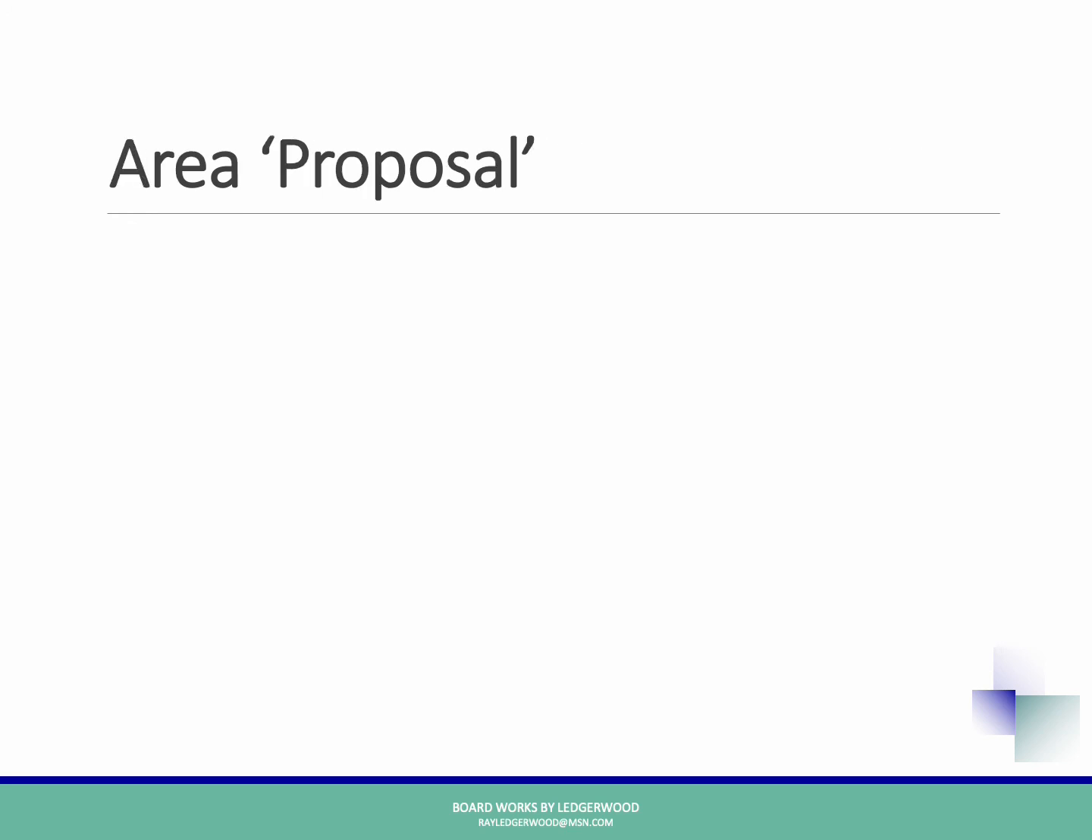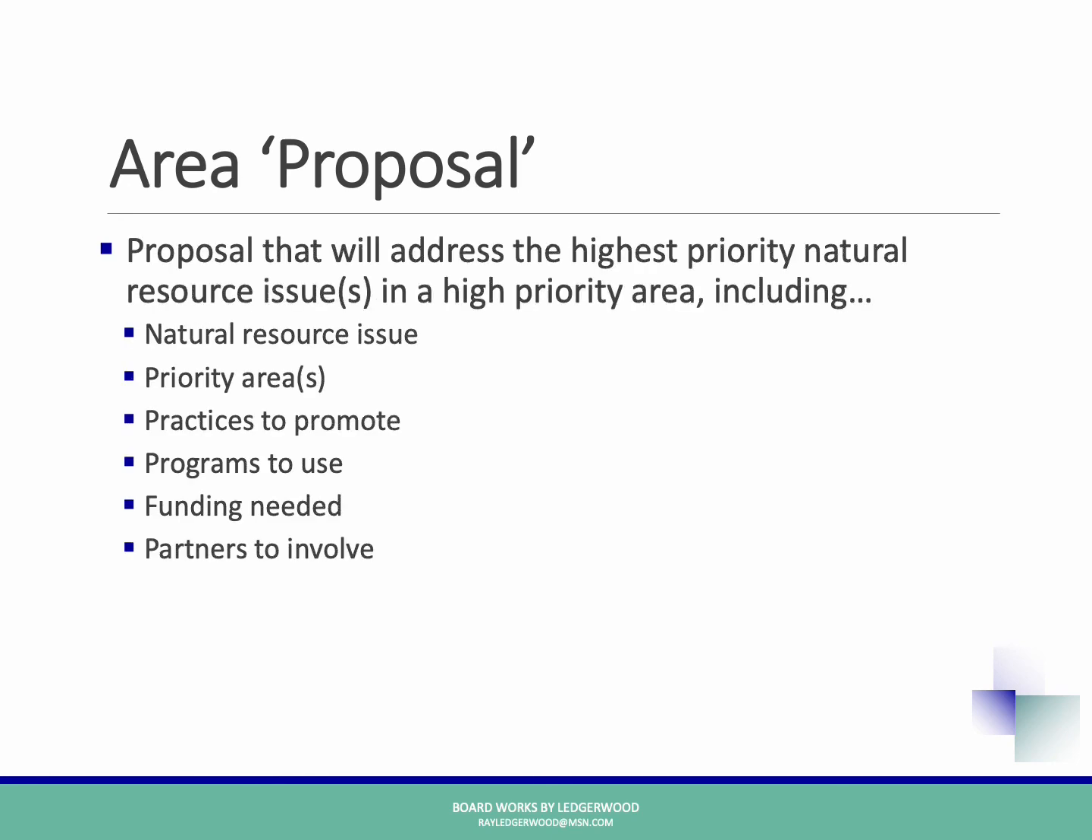As part of partnering, it's logical to think that area proposals would be developed by the partners. A proposal that could address the highest priority natural resource issue or issues in a high priority area in our local work group, including what is that natural resource issue that we've identified. Where is the priority area where that's located, and that we would work upon that resource issue together. What practices would we promote to address that natural resource issue?